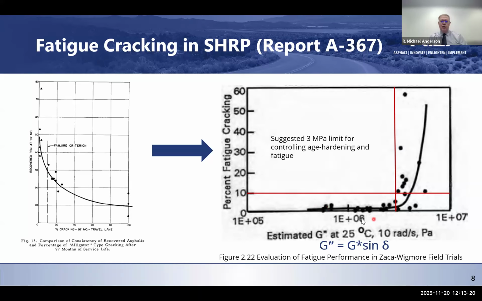They converted that over, as you see in this, figure 222 from SHARP Report A-367, into G* and G* sine delta, and then got these vertical lines here, and of course the cracking line there, to come up with the 3 megapascal or 3,000 kilopascal limit. Later on, that limit was changed to 5,000 as the specification was being developed.